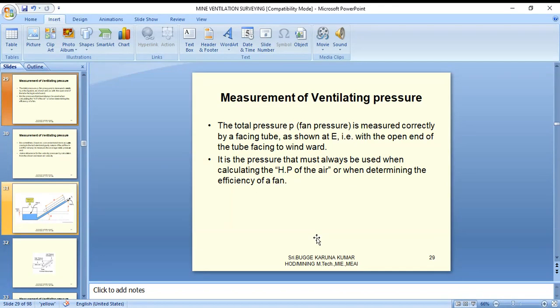Measurement of ventilation pressures to the total pressures. Fan pressure is measured correctly by facing the tube, as shown in a T, with an open end of the tube facing windward. It is a pressure that must always be used when calculating the HP of the air or when determining the efficiency of the fan.